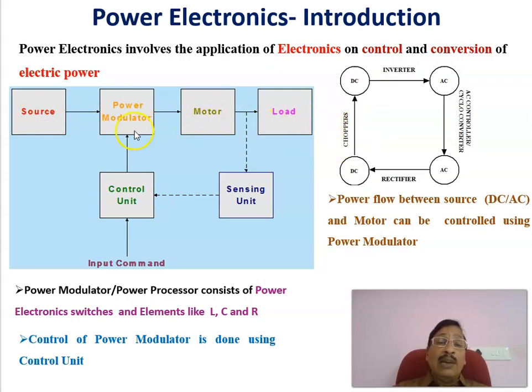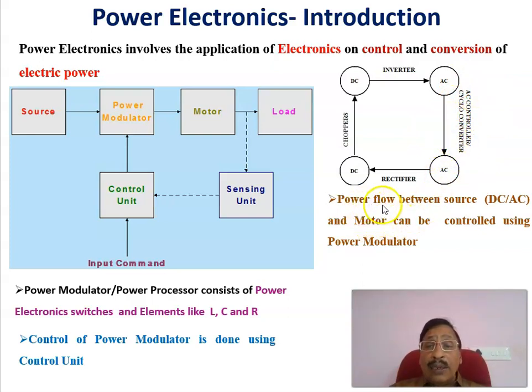Therefore, depending upon the type of the electric source as well as the load, the type of the motor, the role of the power modulator changes. It can be either an inverter or a chopper, or it can be a rectifier, or it can be an AC to AC controller, like a cycloconverter, etc.